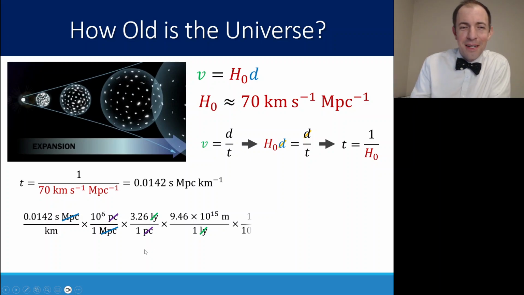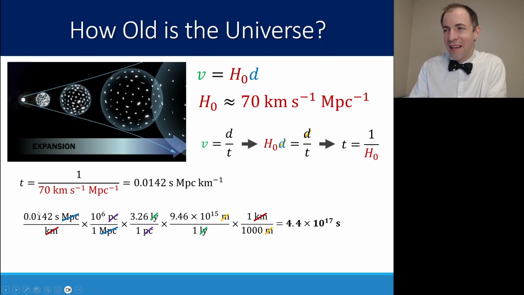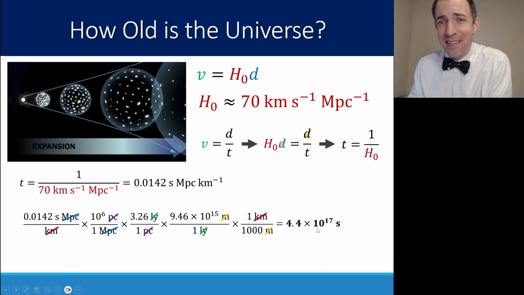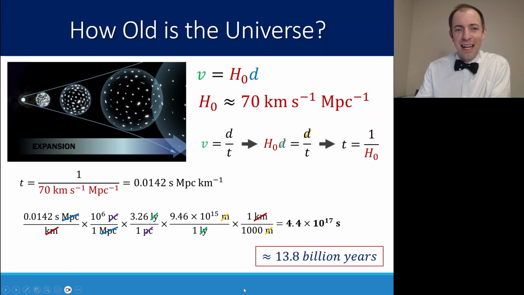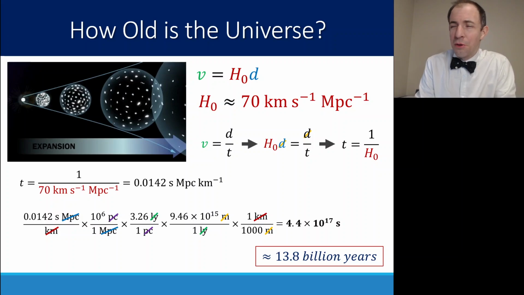Really close. I know that there are 1,000 meters in 1 kilometer. The meters go on the bottom so that those can cancel. Now I have kilometers on top, kilometers on bottom, they cancel too. So I'm left with just seconds. If I carry that all the way through, I get 4.4 times 10 to the 17th seconds. It's a lot of seconds. It's equal to about 13.8 billion years. This is our best approximation for roughly how old the universe is.